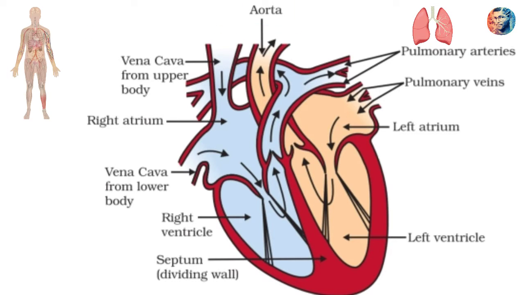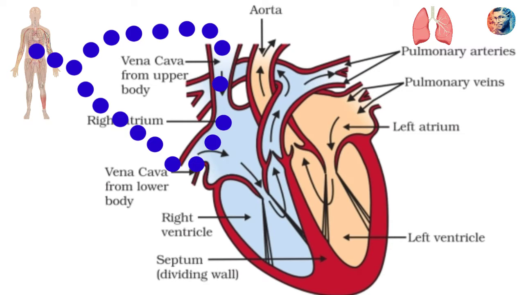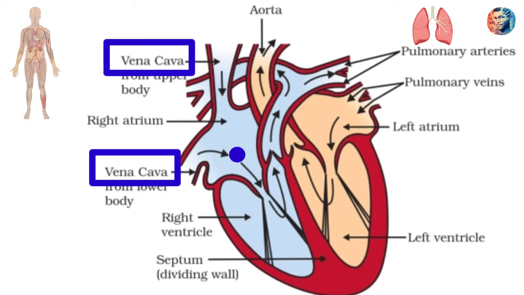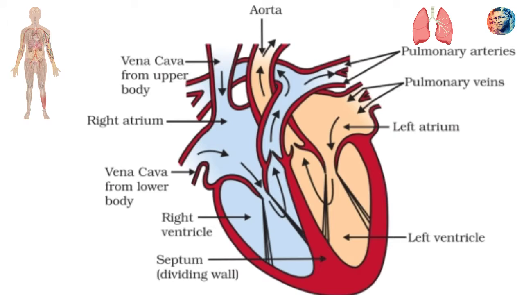Now all the body parts get oxygen. Now we want to take out the carbon dioxide from the different parts of the body, and this carbon dioxide reaches the right atrium through the vena cava. When the right atrium contracts, this carbon dioxide-rich blood goes to the right ventricle. When the right ventricle contracts, this carbon dioxide-rich blood goes to the lungs through the pulmonary artery.